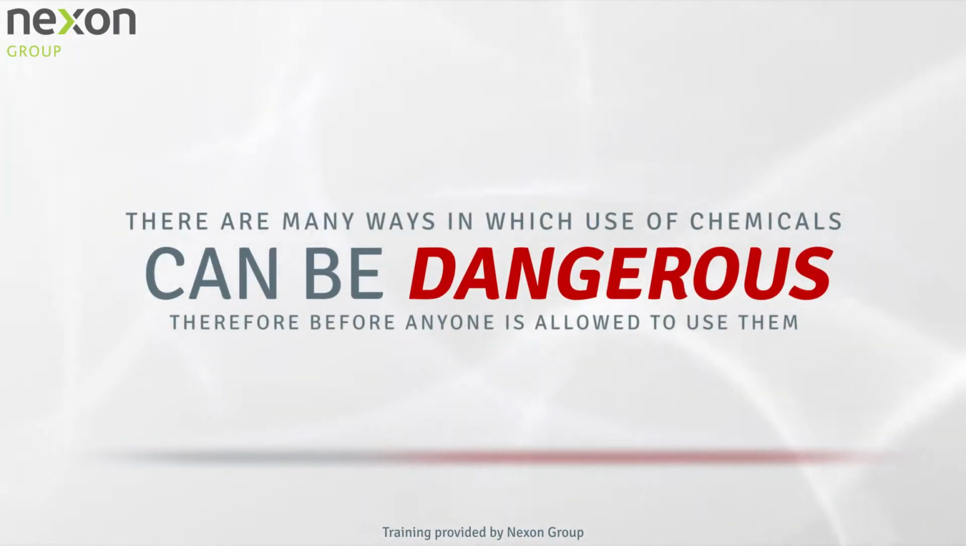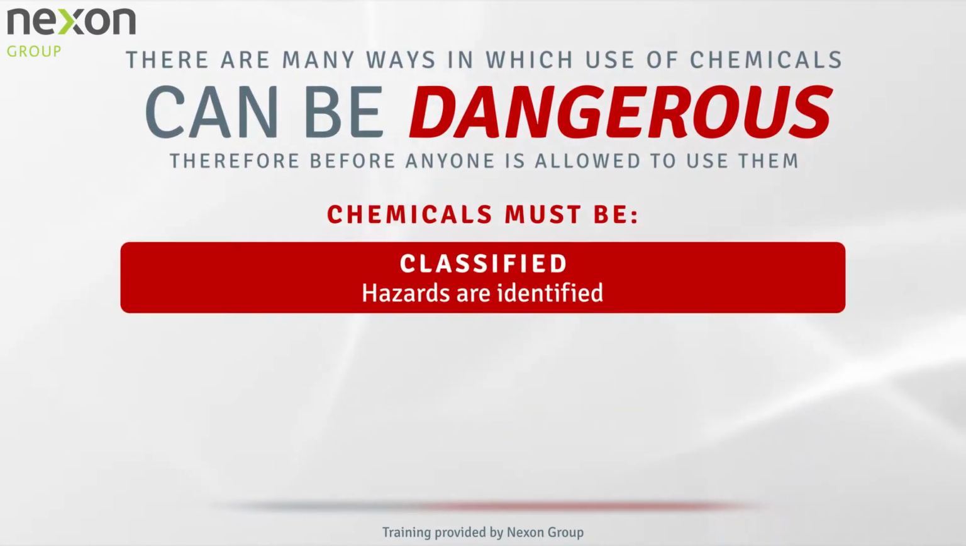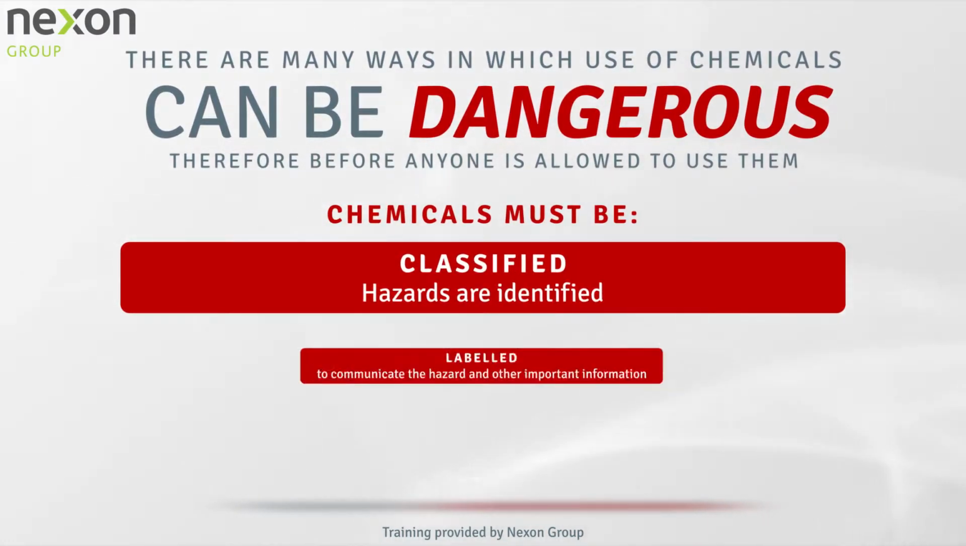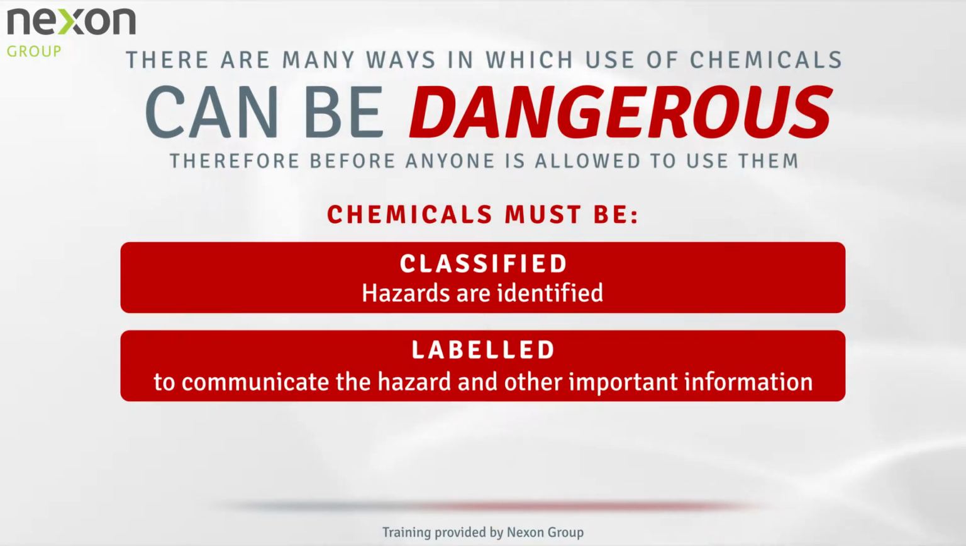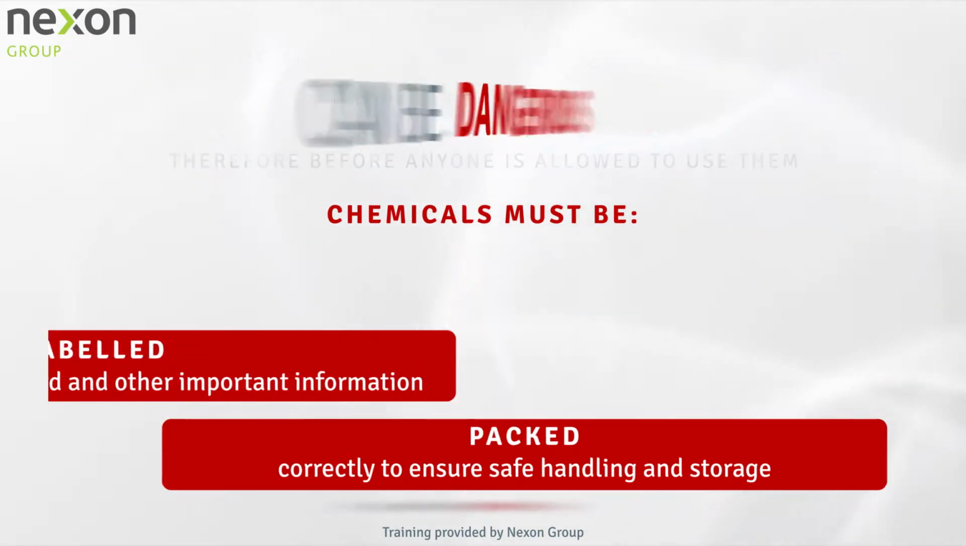There are many ways in which chemicals can become dangerous in use. Therefore, before anyone is allowed to use them, chemicals must be classified, identify the hazards, labelled to communicate the hazards and any other important information, and packed correctly to ensure safe handling and storage.